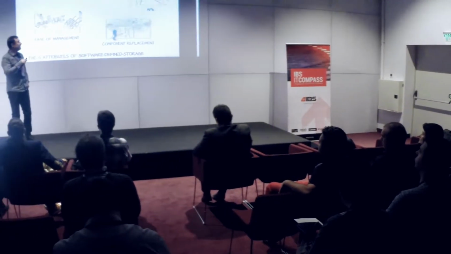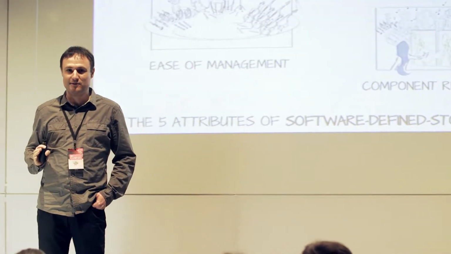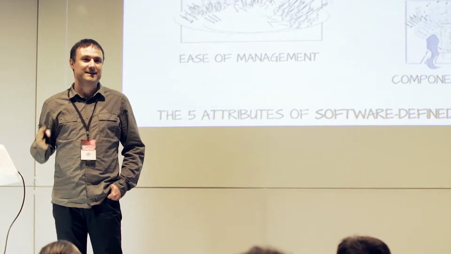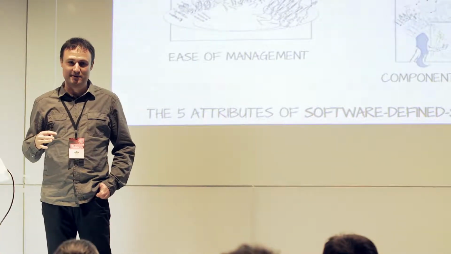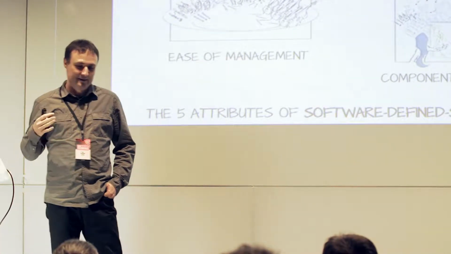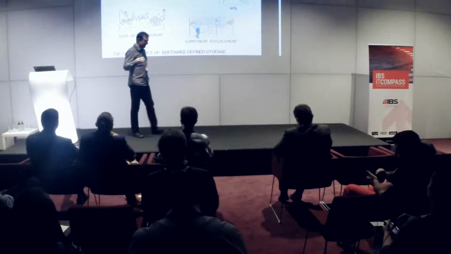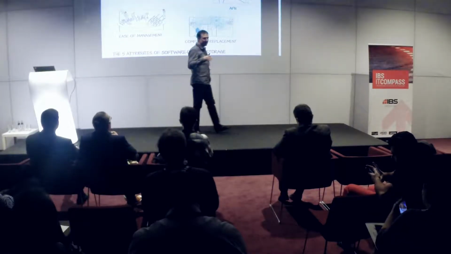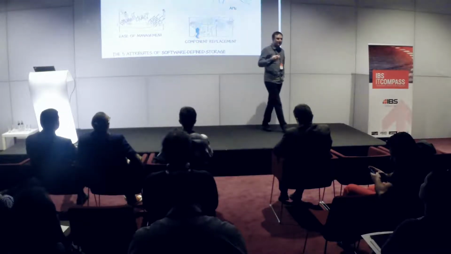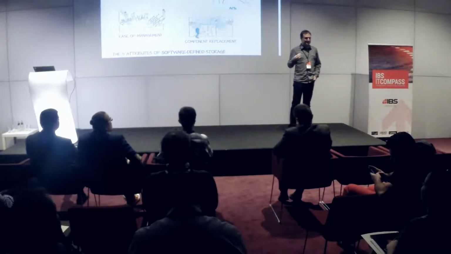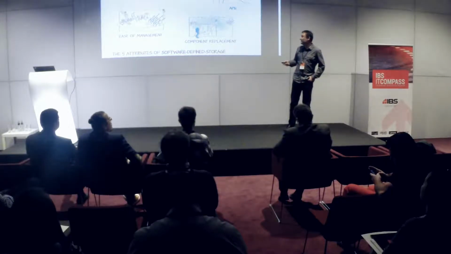There are 5 key attributes of software-defined storage. First of all, it is software. That means we are running on commodity processors. This means commodity processors like Intel, ARM, Power, not specially designed chips. We have to virtualize the resources which we use because that's how we can achieve full control of everything.